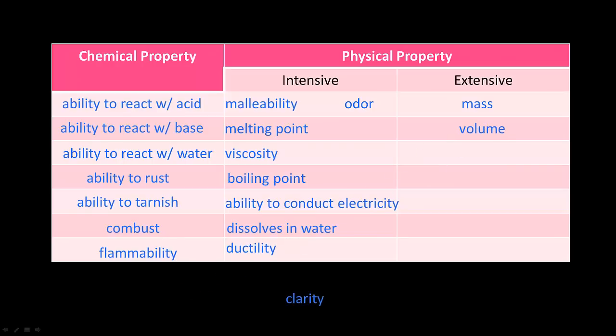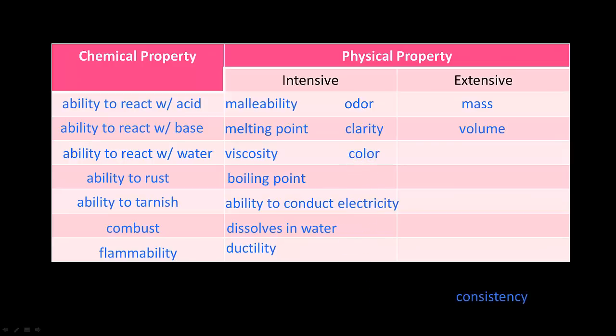Clarity, or how clear something is. Let's talk about water. Whether you have a cup of water or 40 gallons of water, it should be clear if it's just water. So it does not matter how much you have. So it's intensive. Color. Let's talk about gold. The color of gold is gold, and whether you have a coin size or whether you have a big block, it's still going to be the same color. So it doesn't matter how much there is, so it would be intensive.